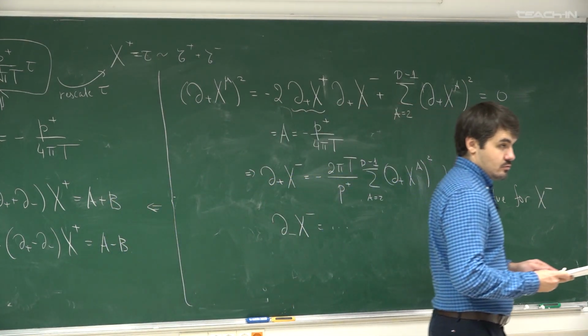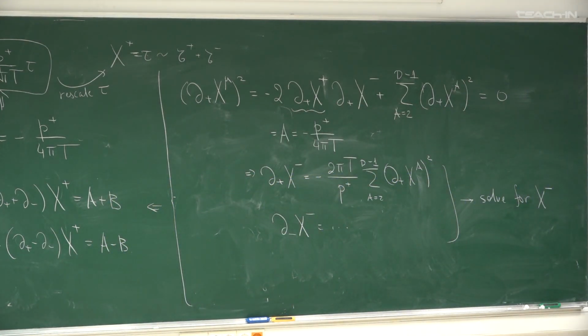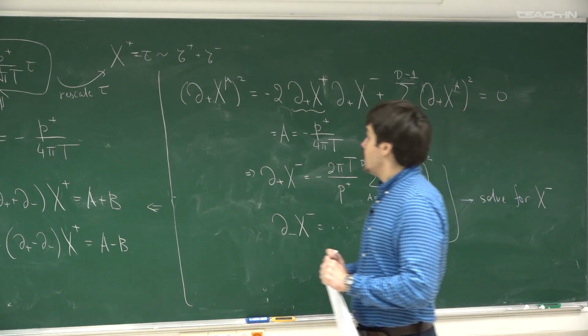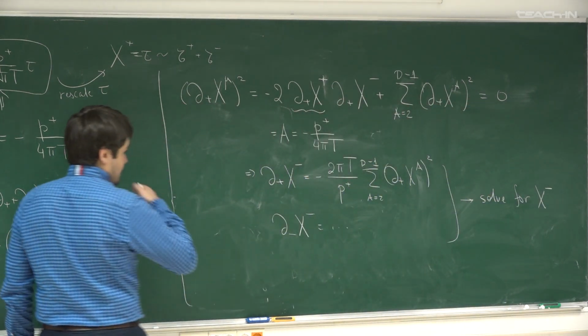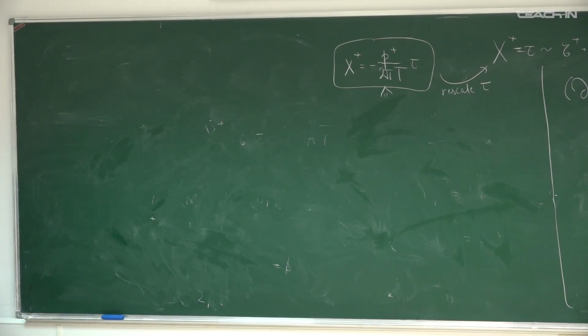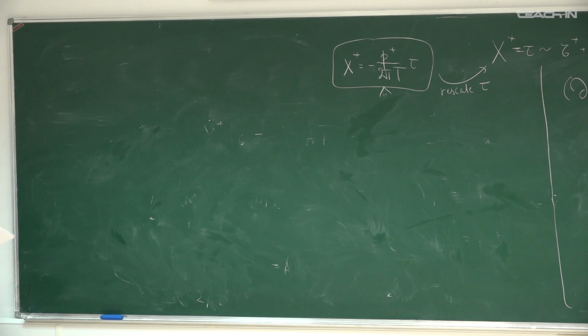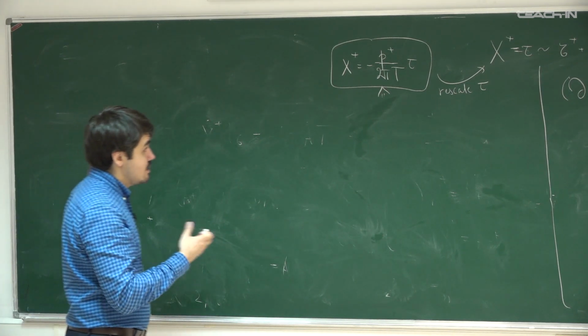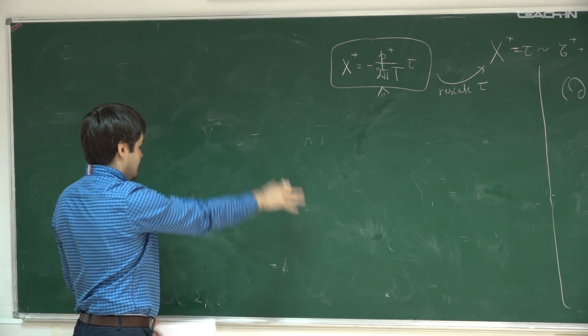Okay, and actually we'll solve for x minus explicitly soon, but not immediately. So you can resolve the constraints just like we normally do in light cone gauge. Okay, so now let's really perform the quantization in light cone gauge, as was announced in the title.